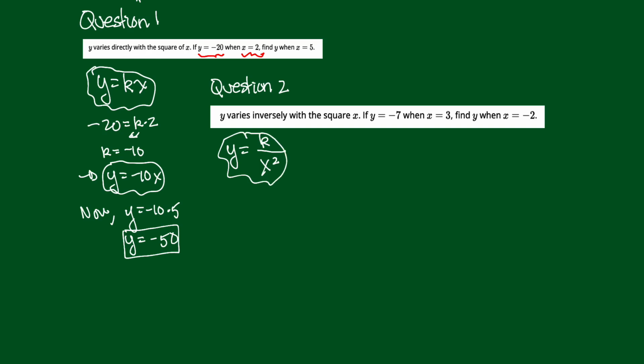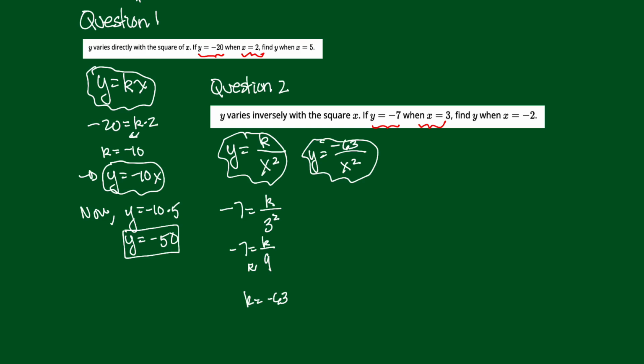Now, we know this. Y is equal to negative 7 when x equals 3. So let's put these values into here and get k. So y is negative 7. That is equal to k over x squared. Now x is 3, so I'll get 3 squared. All right, so negative 7 is k over 9. Let's multiply. So we'll get k is equal to negative 63. Now, that will give us this particular variation equation. Y is equal to negative 63 over x squared. There's our particular variation equation.